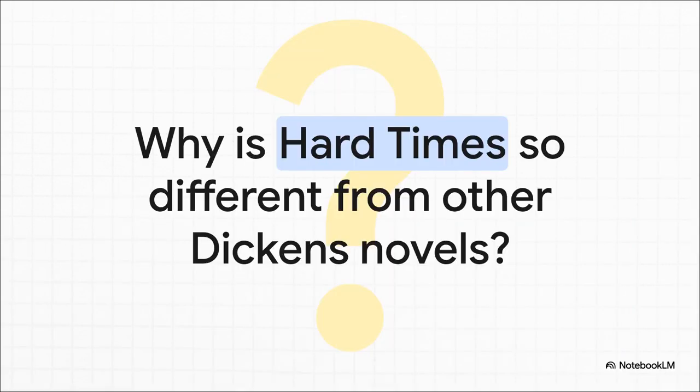Okay, so let's get right to the heart of it with the big question. If you've ever read David Copperfield or Bleak House, picking up Hard Times feels, well, totally different. It's like a laser beam compared to a floodlight. So how did he pull off this incredible focus? And maybe more importantly, why?